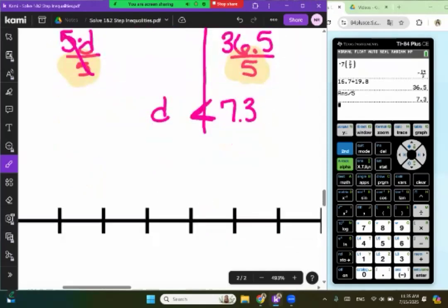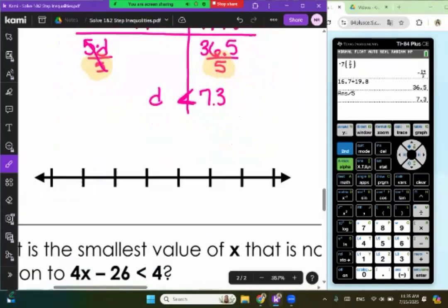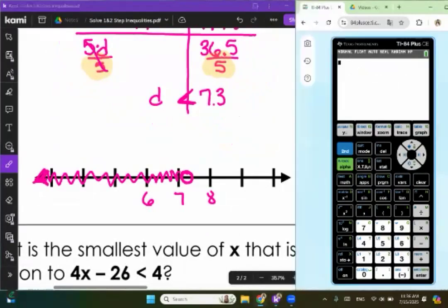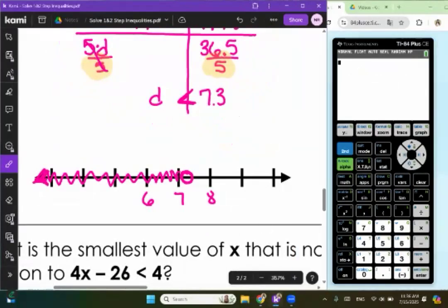Okay, now this one does ask us to graph it on the number line. So if we have, let's say 6, 7, 8, 7.3 is going to be somewhere around here, right? So I draw an open circle, shaded this way. My inequality is pointing to the left. We shade to the left. Next.